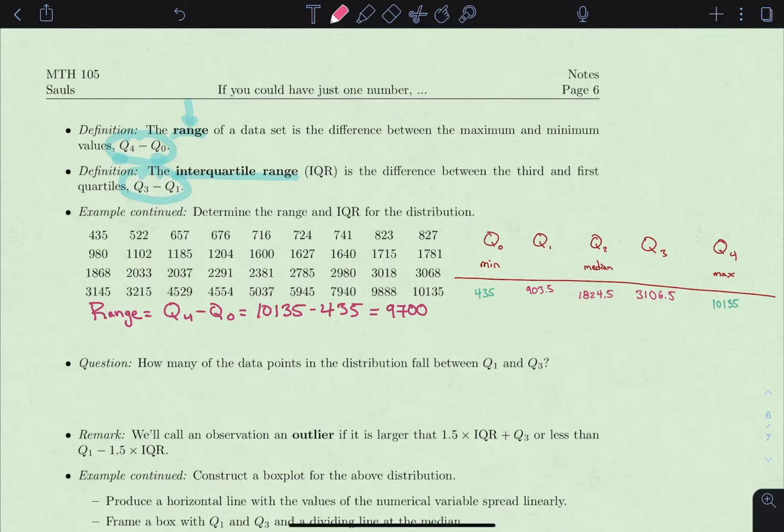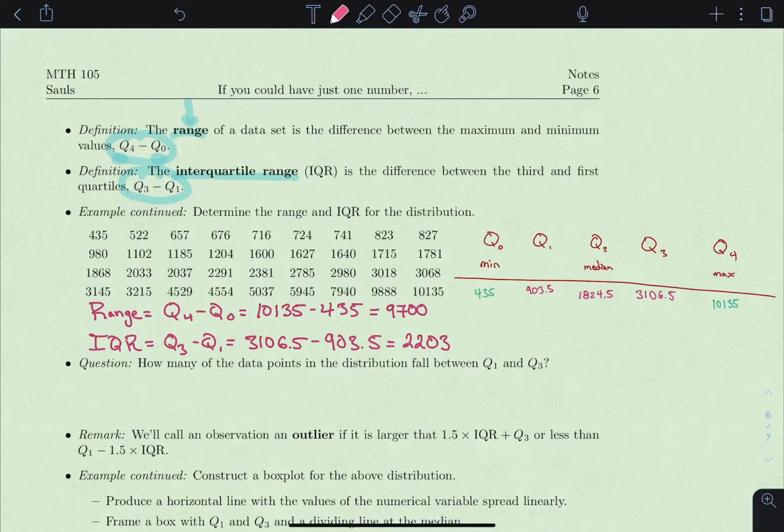Notice if somebody just tells you the range, you don't know where that 9,700 lays. It might be between 1 million and 1,009,700. And that would be a small range compared to the numbers that we're seeing here. So it does kind of need some context. And then the interquartile range will be Q3 minus Q1, which in this case is 3106.5 less 903.5. And that will leave us with what looks like about 2,203.